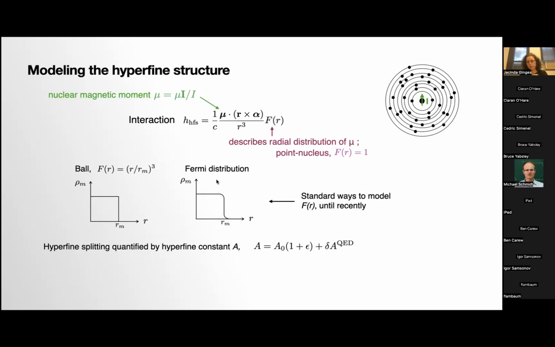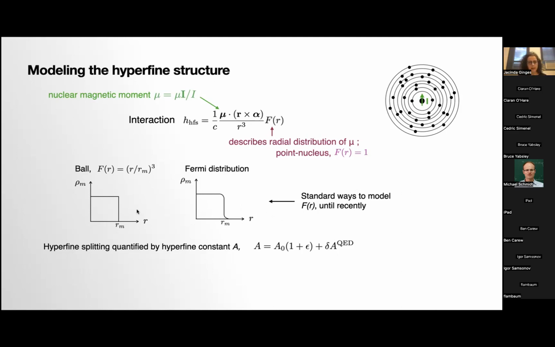Or people have been modeling this to say that, okay, let's just take the magnetization distribution to be the same as the charge distribution within the nucleus. And so this wasn't questioned for quite some time, until really I started looking at this more recently.